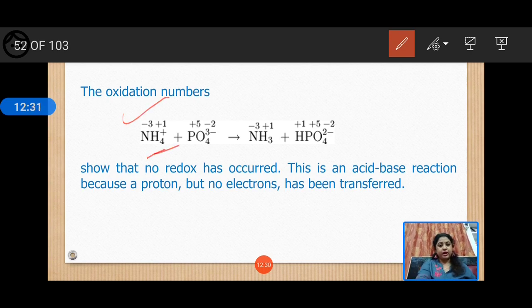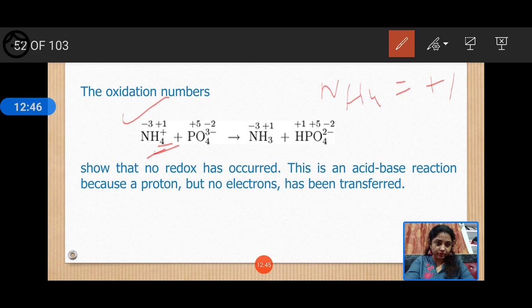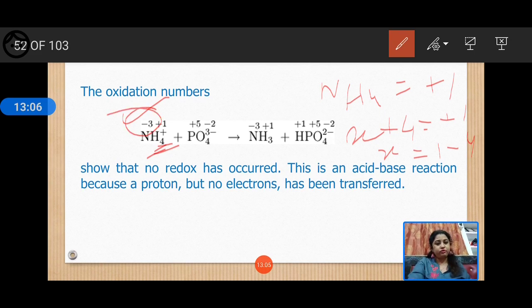As we know, for hydrogen we will write +1. If we don't know the oxidation state of nitrogen, we can find it out. Hydrogen is +1, and NH4 is equal to +1, since one charge is here. N you don't know, so for N you will write X. Hydrogen is +1, so X + 4 is equal to +1. So what will be the value of X? X is equal to 1 minus 4, so -3. Like this only we have to find out the oxidation state of an unknown element.